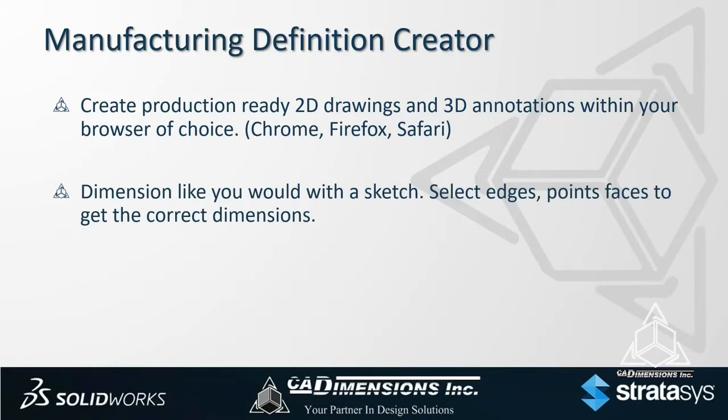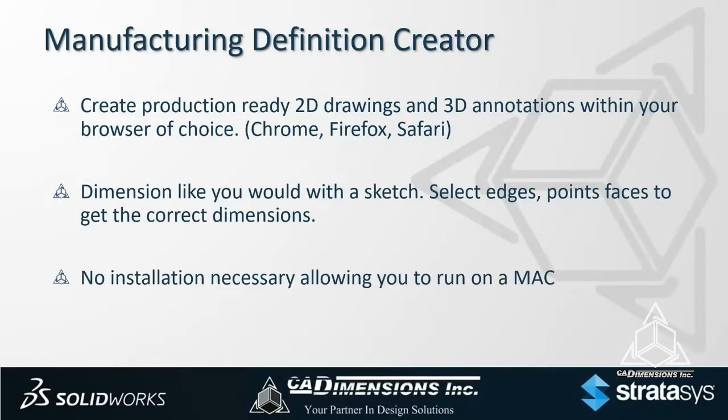Like xDesign, the dimensioning is very similar to how you would do it in SolidWorks. So you start with a sketch. You could just select edges, points, faces to get the dimensions that you're looking for. So really easy. If you're familiar with dimensioning in SolidWorks, you can pick this up almost immediately. And like I said, with xDesign there is no installation, so it does allow you to run on a Mac, or if you had Linux or anything like that, you can run this. So, all right, that's a quick overview.